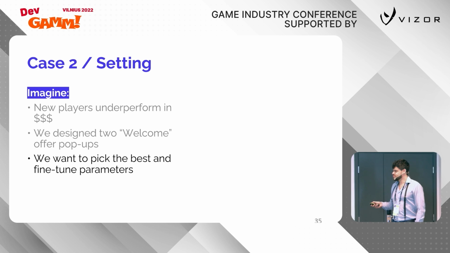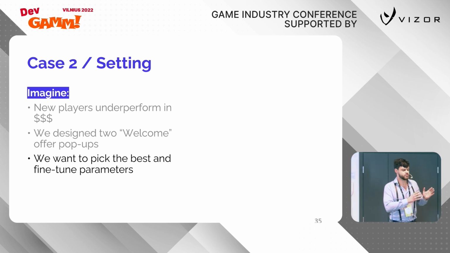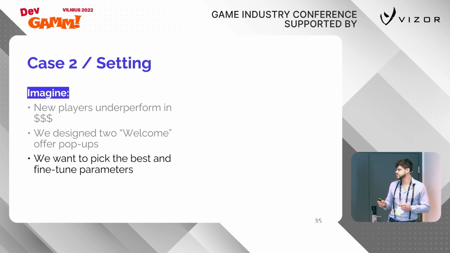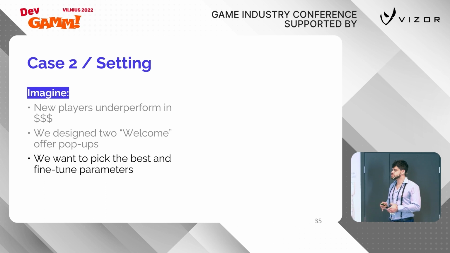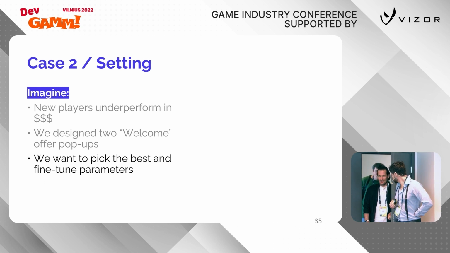We have designed two of them. And of course, they have some parameters. They have some variants of user title. They have different interfaces, etc. They have some parameters. So we want to first of all pick the best of the two, and second, fine-tune these parameters. Oh, by the way, who has used an A/B test to fine-tune parameters of offers or game mechanics? Okay, well. I have a surprise for you.